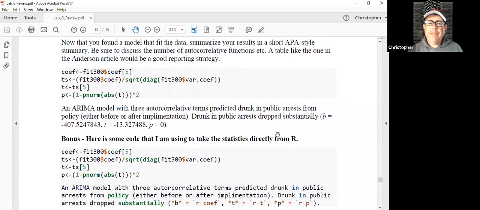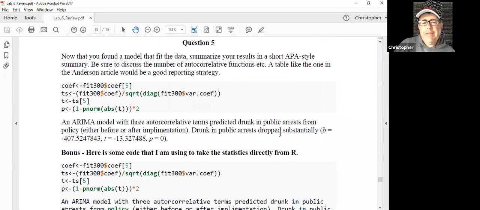And one thing that I did is I extracted from the model the t-values and the p-values. Remember, when ARIMA gives you output, it just gives you the coefficient and its standard error. We can get those using this code here, and it gave me my t-value and the probability value.